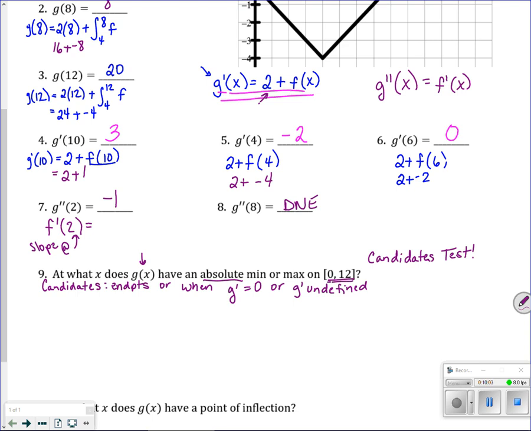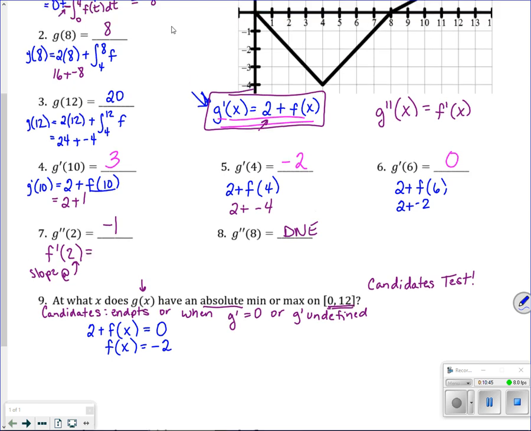So let's go back. Notice that G prime is this equation here. So what I want to know is where is there a place where 2 plus f of x is equal to 0. I've already defined G prime up here, so it's okay, I've got that named in my problem. So I need to set G prime equal to 0. Well, that means, is there a place where f of x equals negative 2?